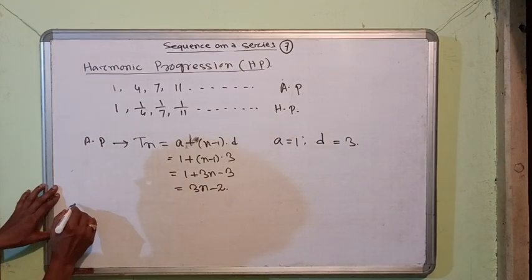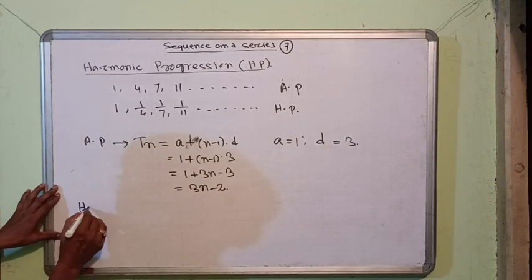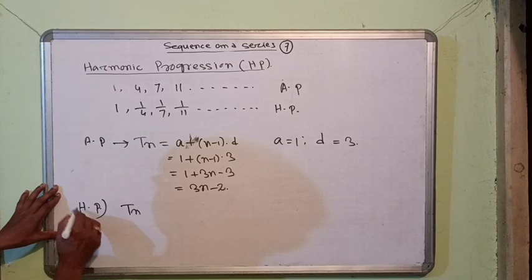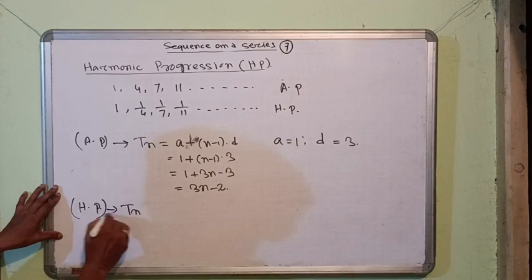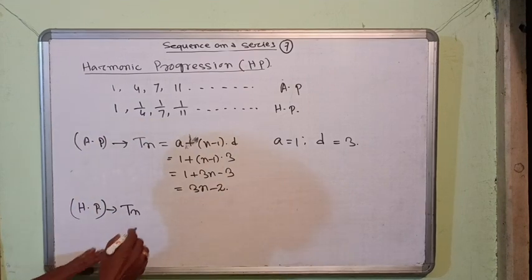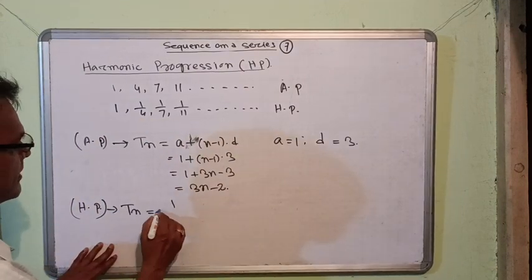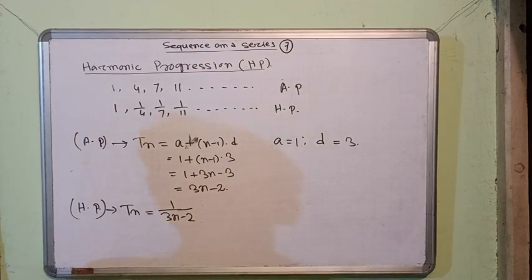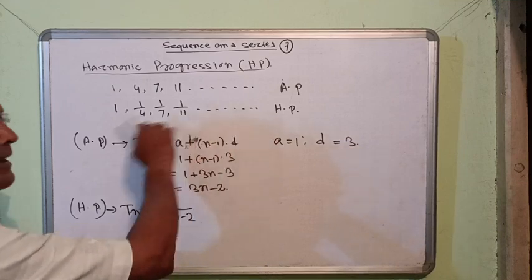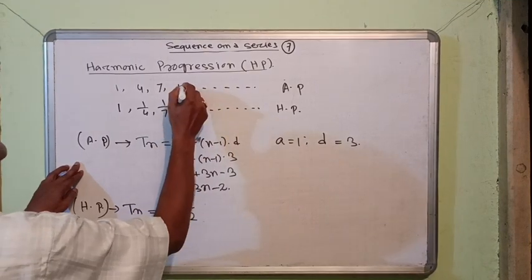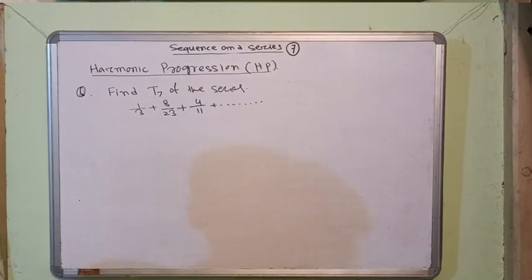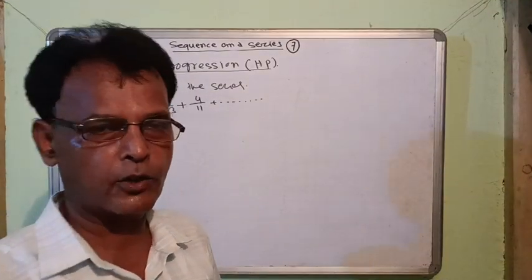Now, nth term of HP, that is Tn of HP. Tn of HP is equal to what? Tn of HP is equal to 1 by 3n minus 2 is the nth term of HP. That is not 11, that is 10. This is also 10. Very simple question we are going to discuss.